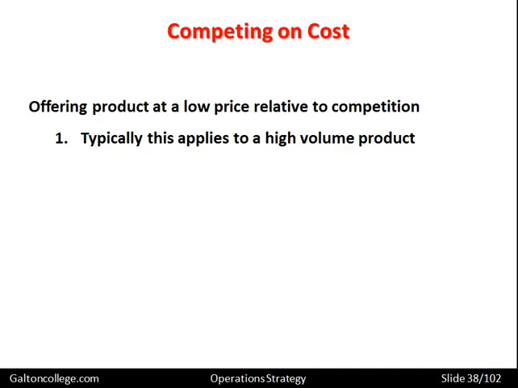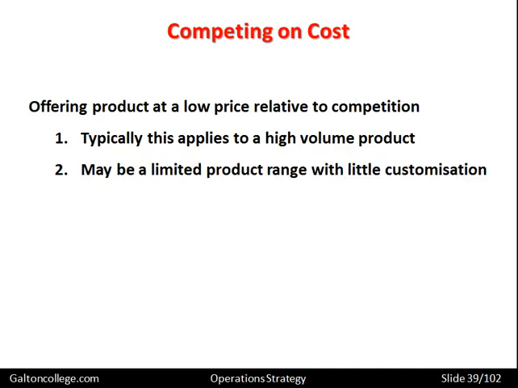The good is well established in the marketplace. Customers know what it is. It's a mass-produced good. It's quite cheap. There are many outlets, perhaps, who stock it. So the producers who can produce most effectively and cheapest, typically they're the ones who are going to win. It may be a limited product range with little customization. It could be that it's a small amount, but all of the items are exactly the same. So again, competition would be on cost.